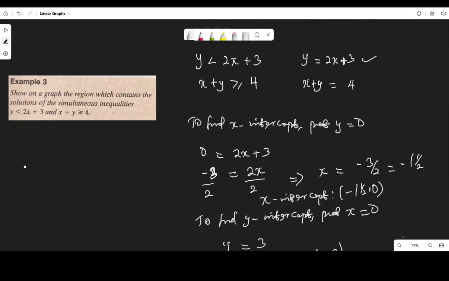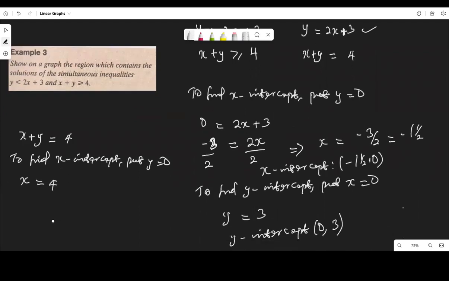Okay, now the second line. The second line we have x plus y equal to 4. To find x-intercept, we put y to be 0. If I put y to be 0 here, it means x will be 4. So that x-intercept will be 4 and 0.